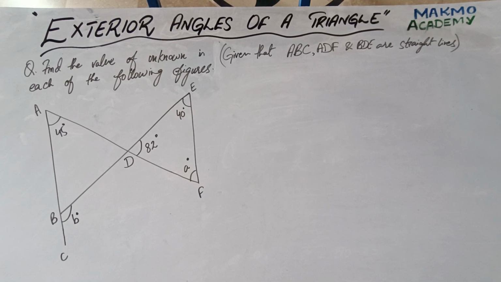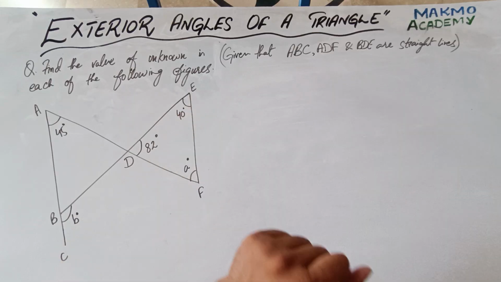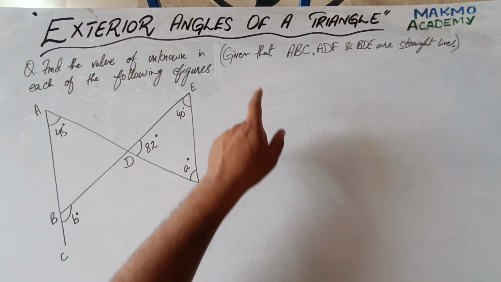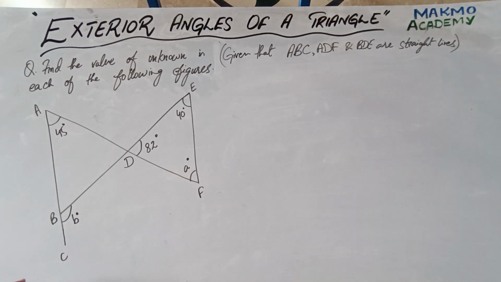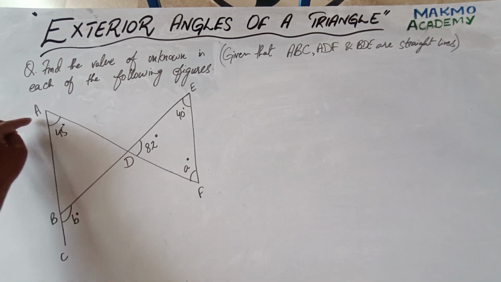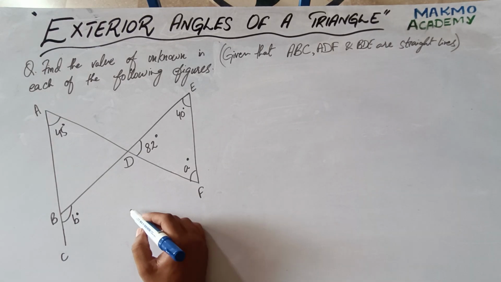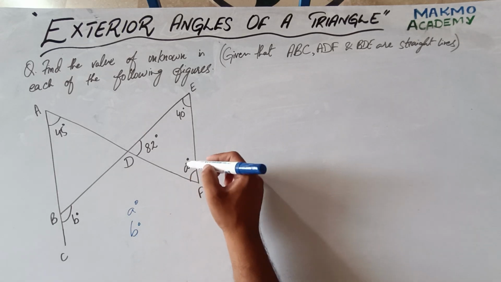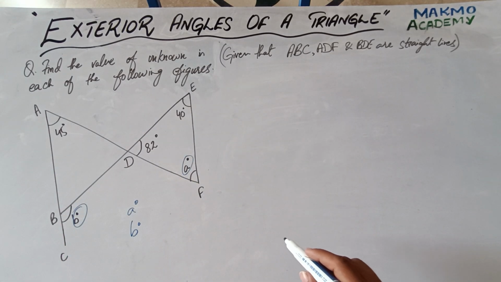Now guys, let's look at this problem. Find the value of unknown in each of the following figures, given that ABC, ADF and BED are straight lines. ABC, ADF and BDE are three straight lines in this problem. We need to find out the value of the unknown angles. Unknown angles are A and B. Here we go for A and there is angle B. We need to find out the size of these angles.